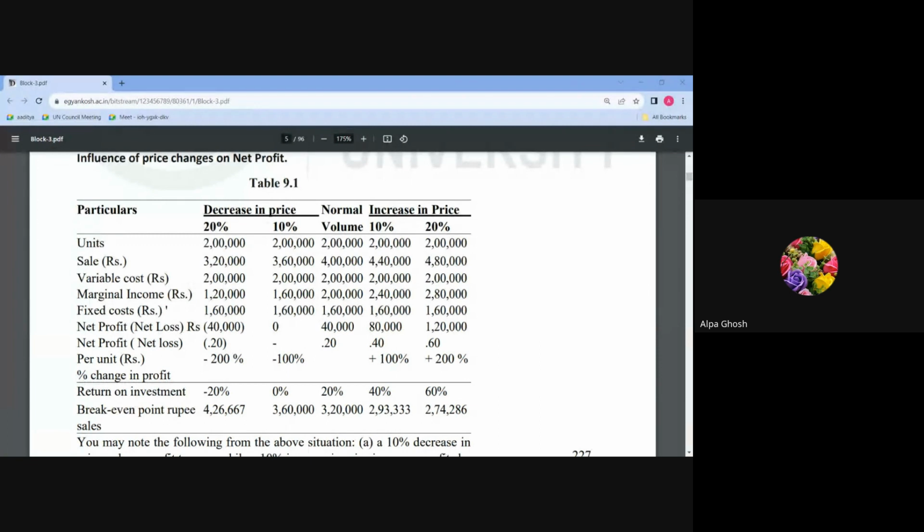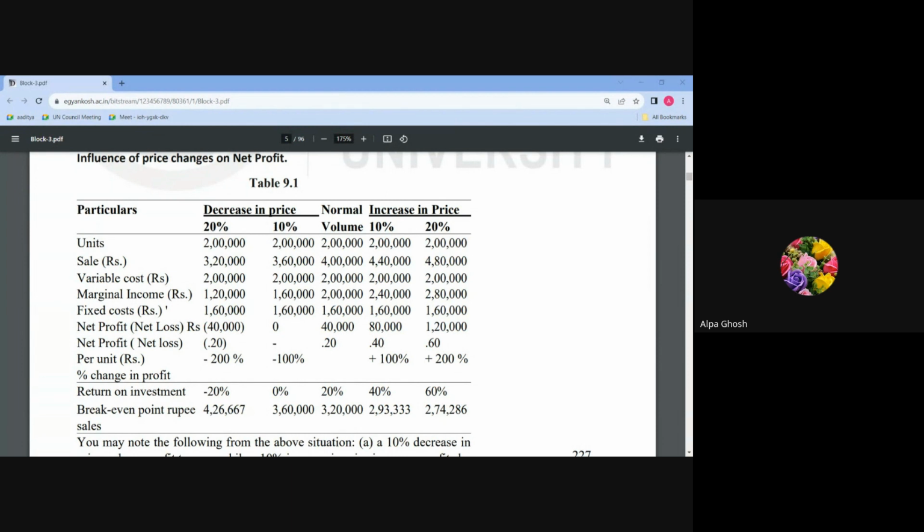Now same we are going to see it if it is 10%. Now it is in front of you. Just try to analyze in the same way which we have done for our decrease in 20%. See how it is changing.